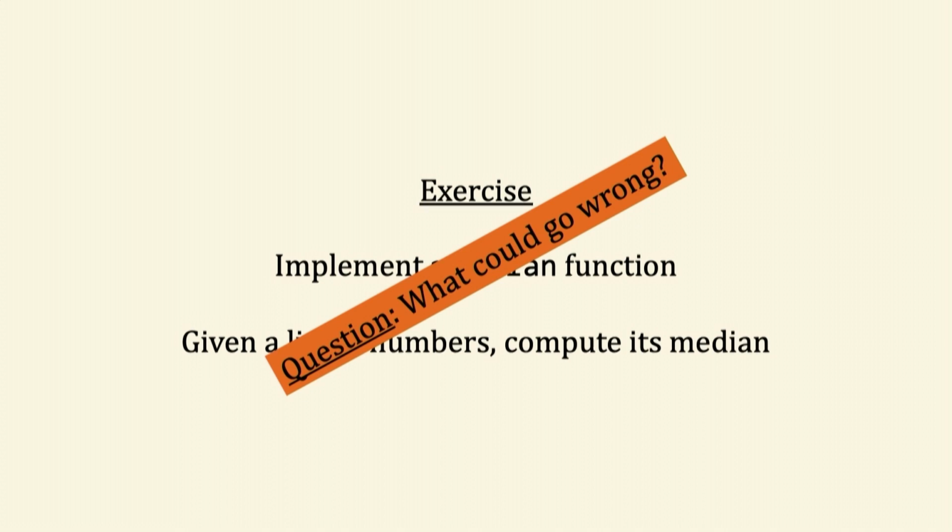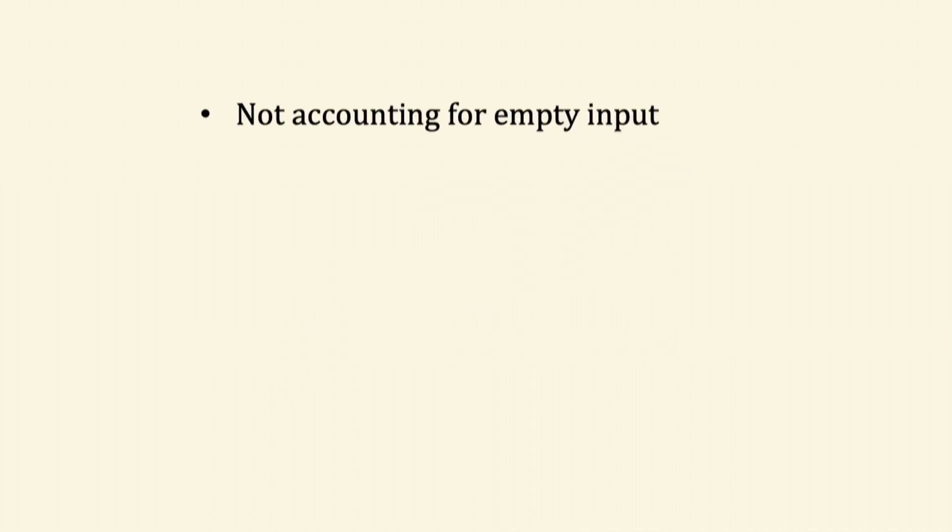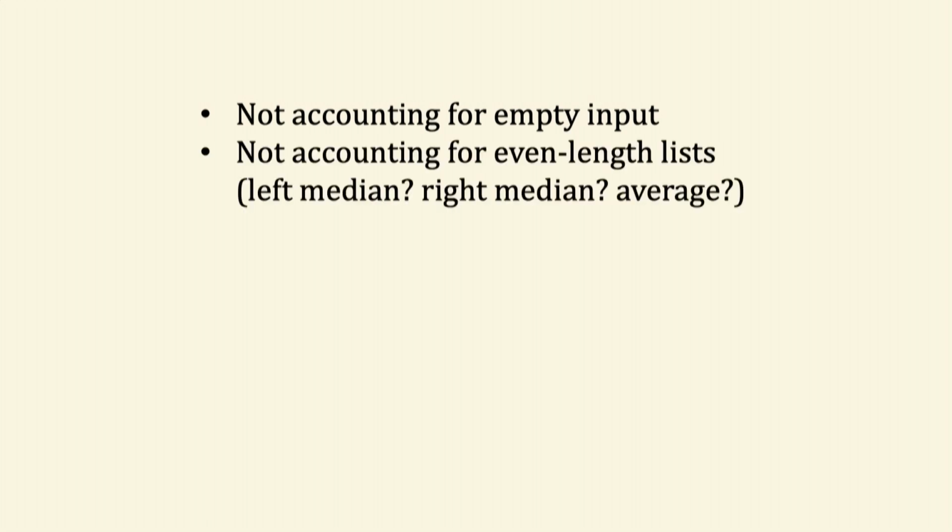Now, I just want to point out, by the way, that almost all of your answers reflect the fact that you're programmers and not students. So let's talk about some of the things that can go wrong. Things that can go wrong might be not accounting for the empty input, very good. Or not accounting for even length lists, like which median you're going to get, the left median, the right median, the average of the two medians. We could spend a whole hour debating this, by the way. It's one of my favorite topics to argue about, but ideally done over your favorite drink, alcoholic or otherwise.